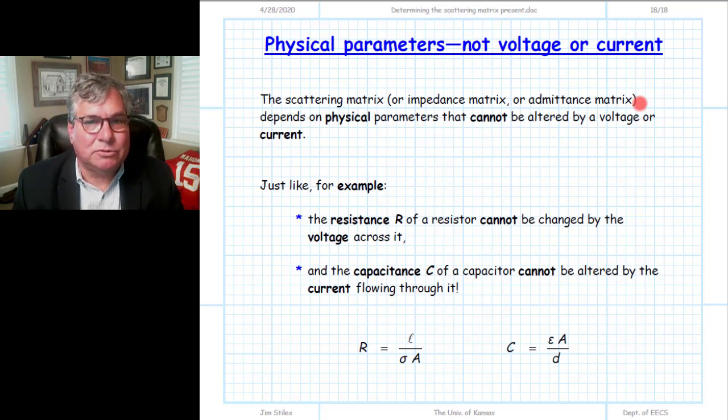And the same holds true with scattering parameters. We can't change the scattering parameters of a physical device by turning some voltage up or turning some current down. Again, those are nonsensical statements.